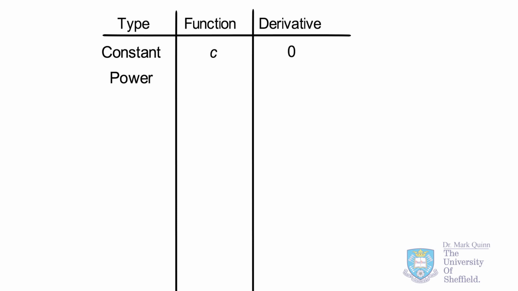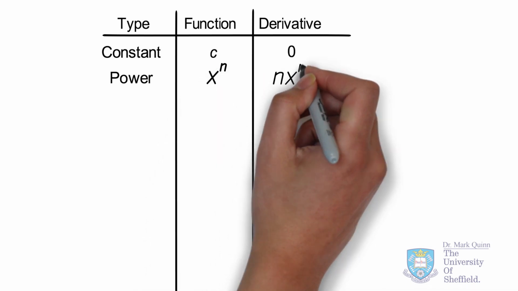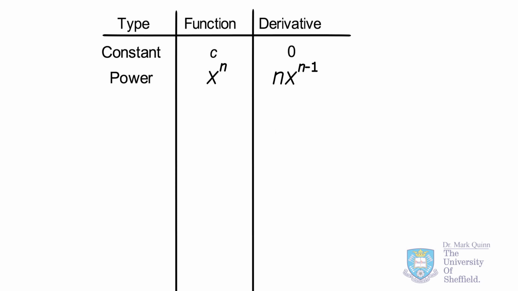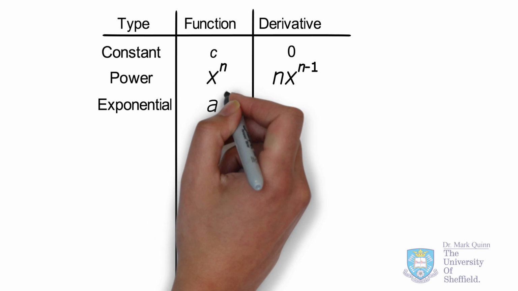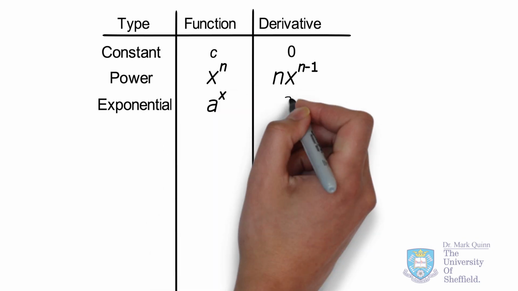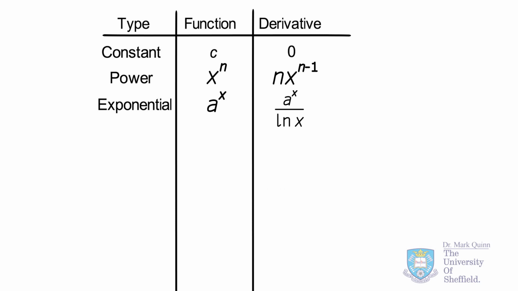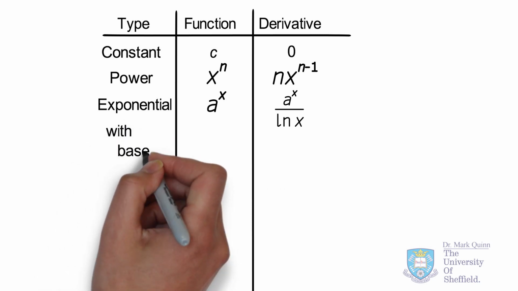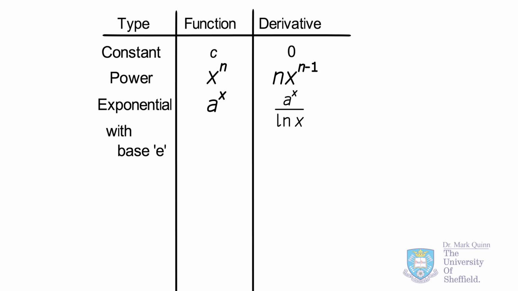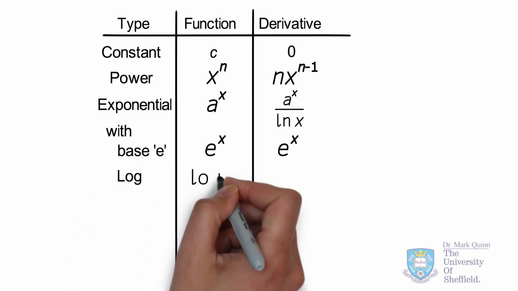Next, for power law functions, like in the previous example, the derivative becomes nx to the power of n minus 1. The exponential function has a derivative of a to the x over natural log of x. If it's an exponential to the base e, the derivative of this function is quite special, and it is exactly the function itself. So the rate of change of e to the x is the value e to the x.